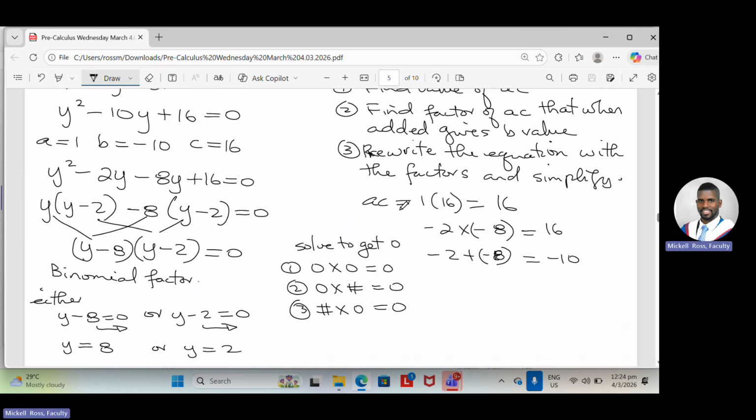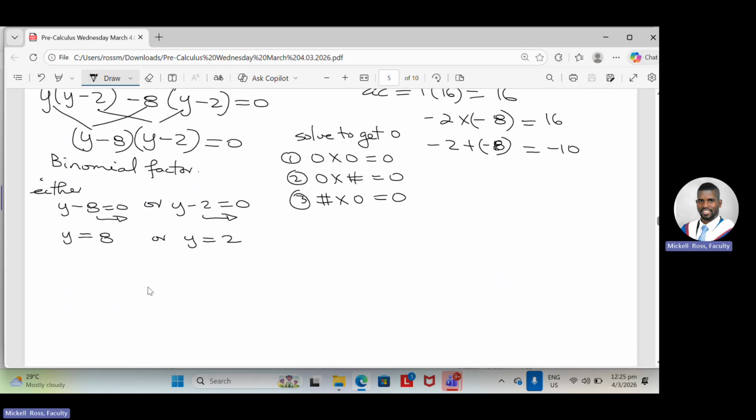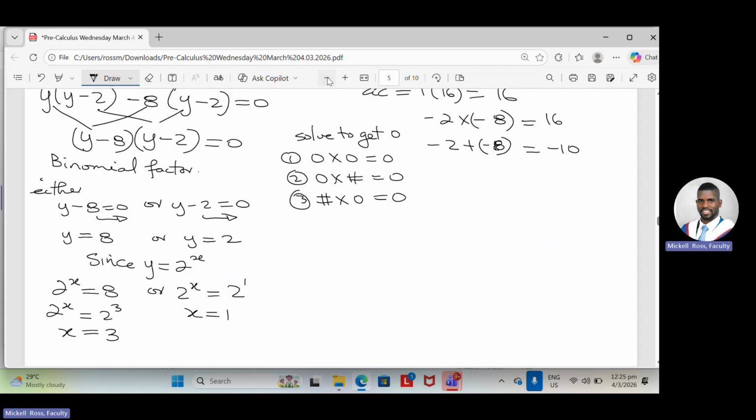But did we start out solving for y? No. We said let y equals 2 to the x. So since y is equal to 2 to the x, we're now going to have 2 to the x is equal to 8 or 2 to the x is equal to 2. Since the base is the same, the power is equal. We did this one earlier. So x is equal to 3. So either x is 1 or x is 3.